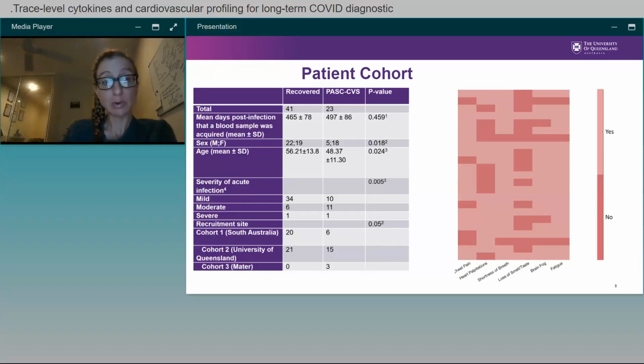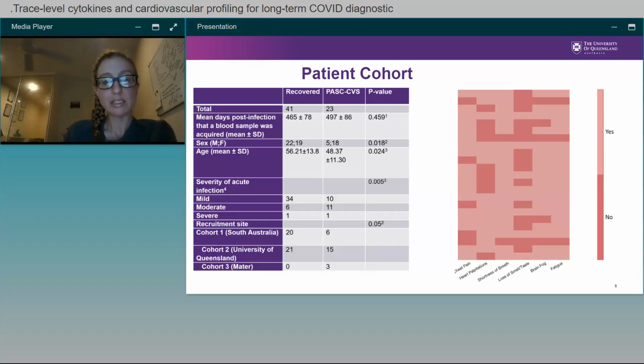Again, these individuals were quite some time after the acute infection, so approximately 400 to 500 days following the acute infection. We did see that in our long COVID cohort, there were significantly more females, and that's consistent with the literature because we know that women, for whatever reason, have a higher risk of long COVID than men. The age was also significantly different between the two groups, with long COVID individuals typically being younger. Again, this is consistent with the literature.